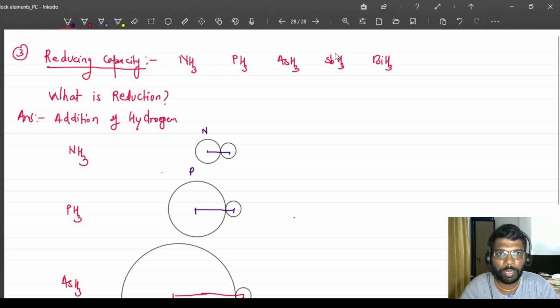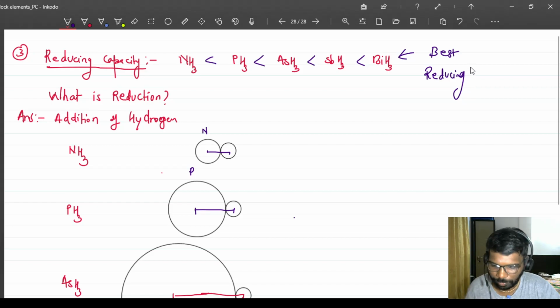So the order will be this way. Bismuth hydride will have the maximum reducing capacity, and NH3 will be the least, so the reducing power of NH3 will be less compared to the other members of the group. Bismuth hydride will be the best reducing agent. So I'll stop this class over here. Bye.